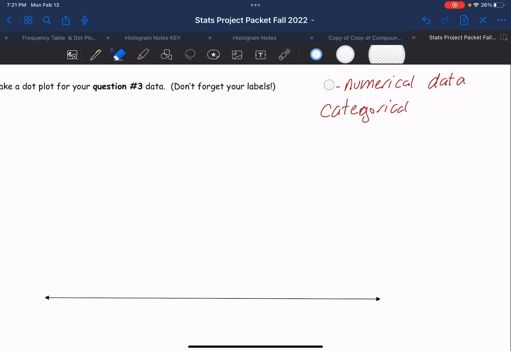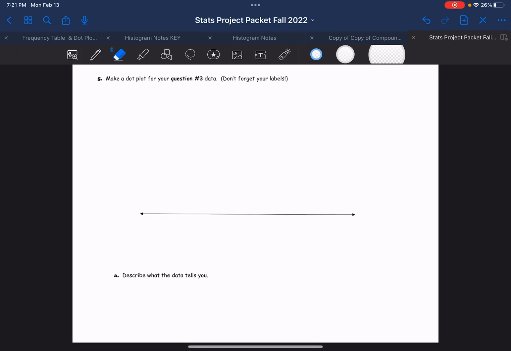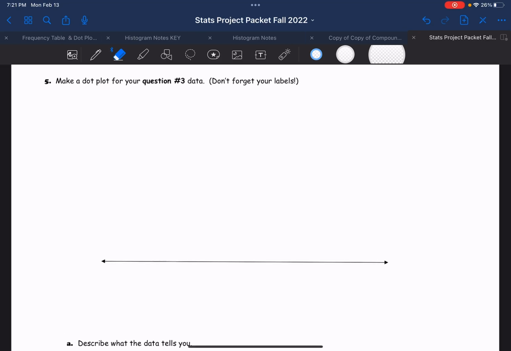Categorical. So it means we're looking at categories, okay? All right. So when you're doing categorical data, we're going to be looking at a dot plot for your question number 3. So say I looked at favorite ice cream flavors, okay? I should be listing my ice cream flavors right here. 1, 2, 3, 4, 5, 6. You're supposed to have 7 of them.